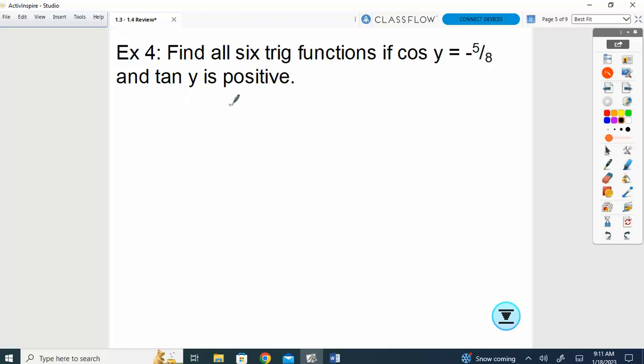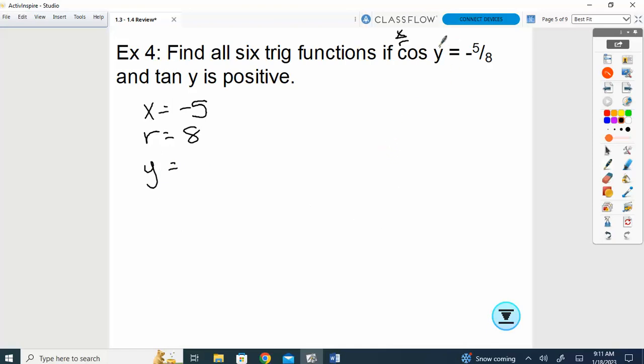All right, so we know cosine is what? X, Y, and R. What's my definition of cosine? Okay. We know R is positive, so that means my X has to be the negative 5. My R has to be positive 8. We need Y.